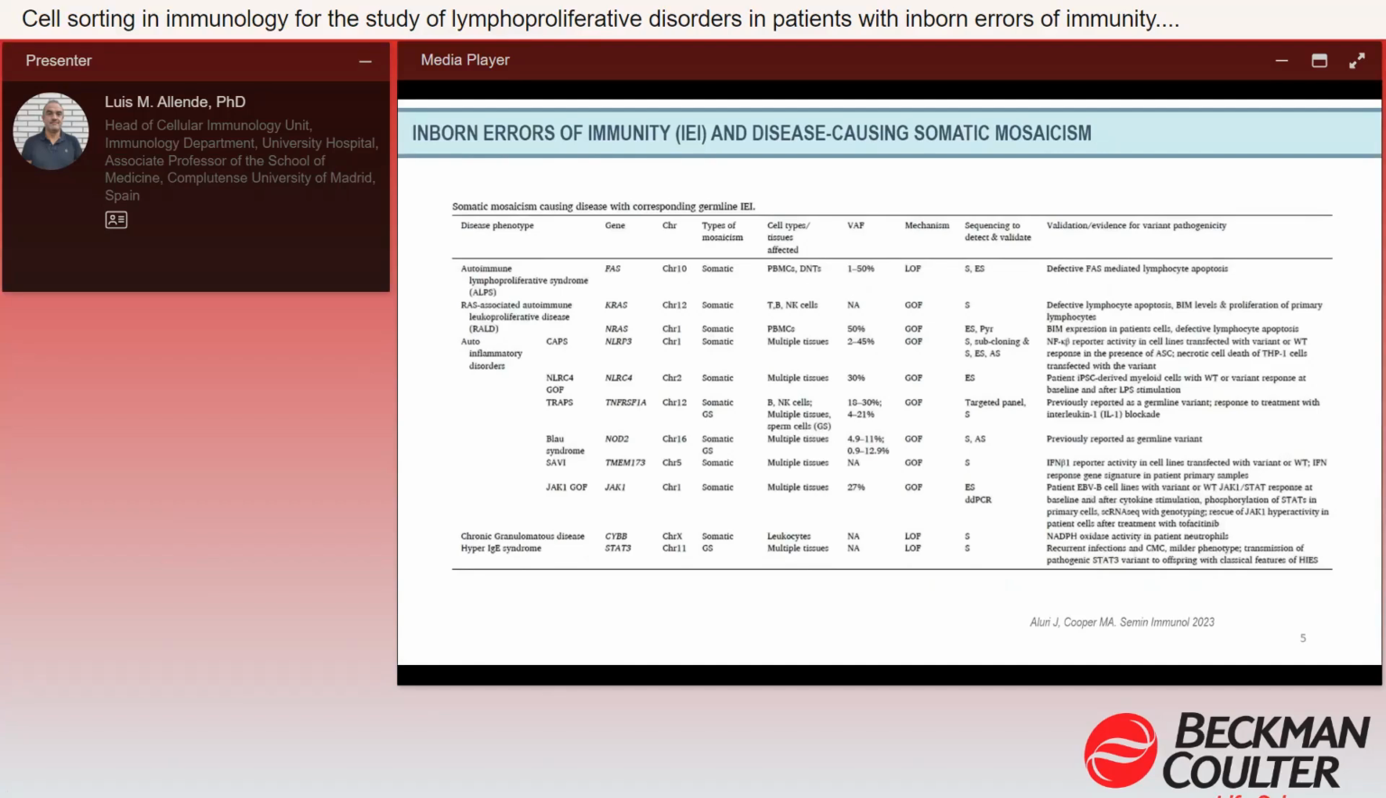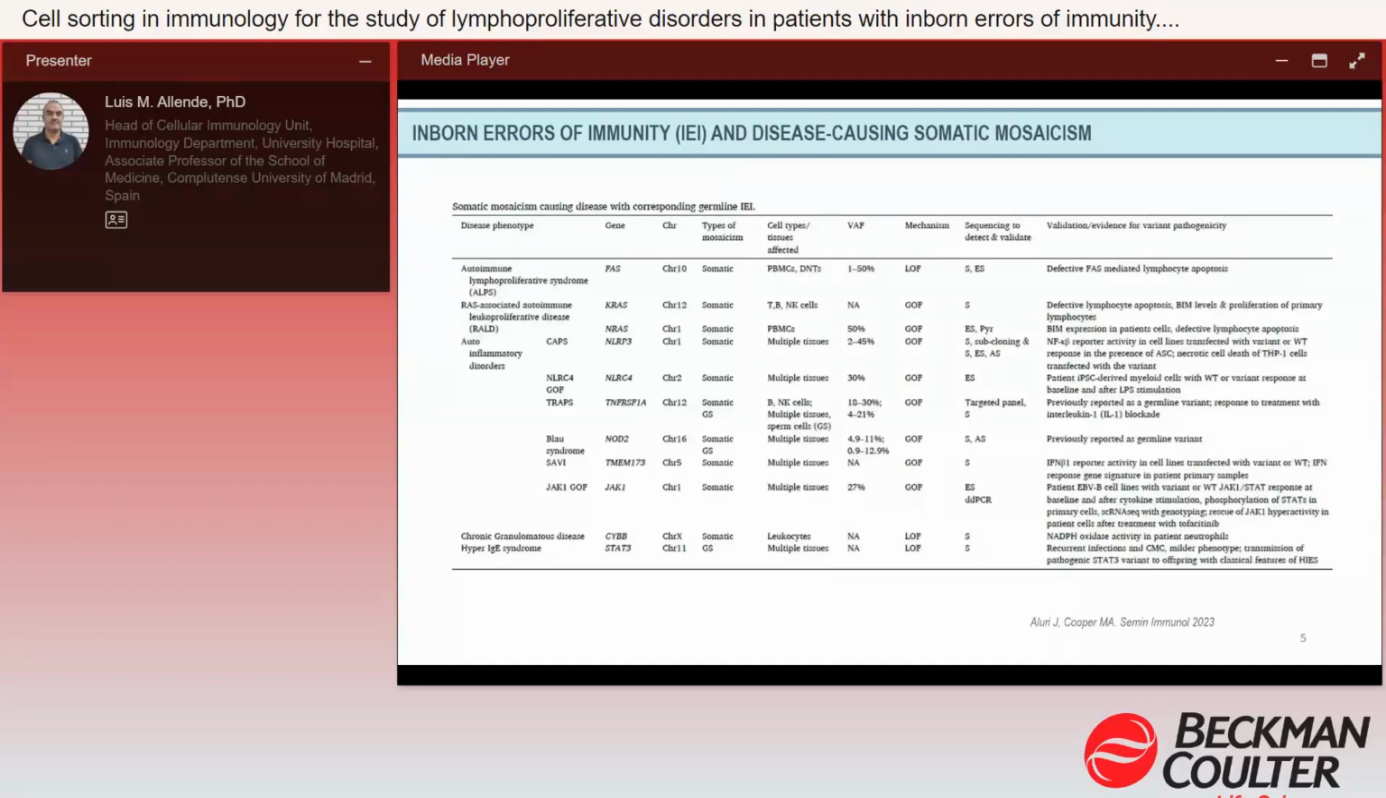As we could see before, inborn errors of immunity are a diverse group of monogenic disorders of the immune system due to germline variants in genes important for the immune response. Over the past decade, there has been increasing recognition that acquired somatic variants present in a subset of cells can also lead to immune disorders or phenocopies of inborn errors of immunity.